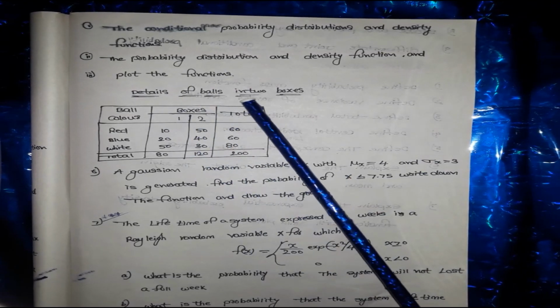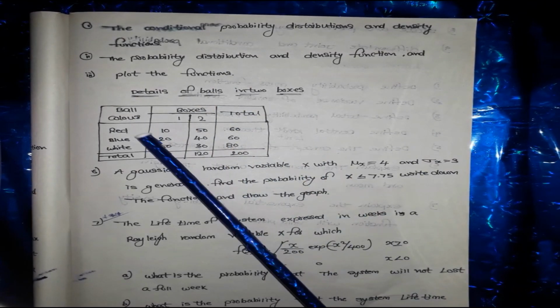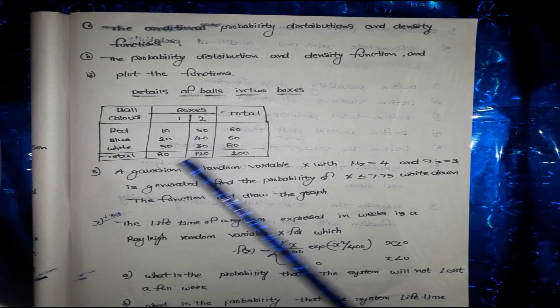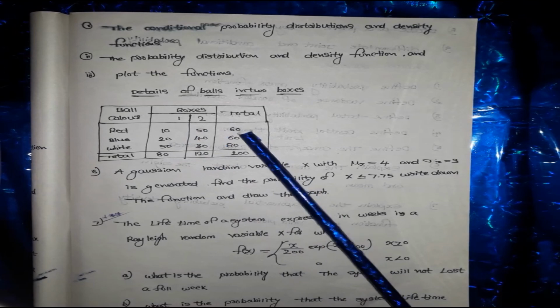Now find the probability distribution and density function and plot the functions. Details of the balls in the two boxes: the ball colors are red, blue, white. The totals are 10, 20, 50, total 80; and 50, 40, 30, total 120; and 60, 60, 80.